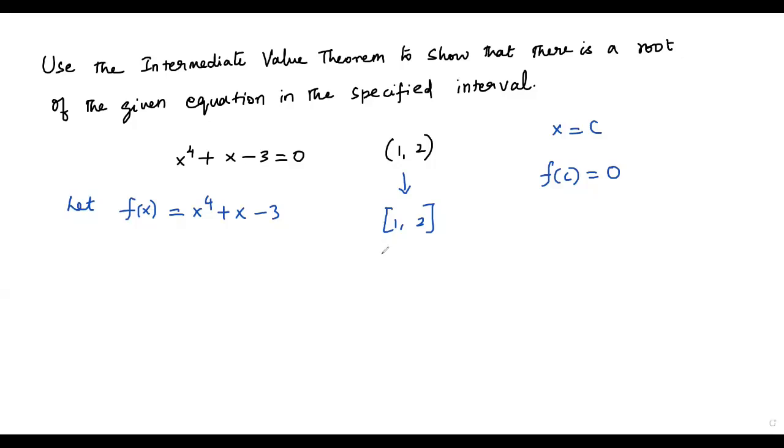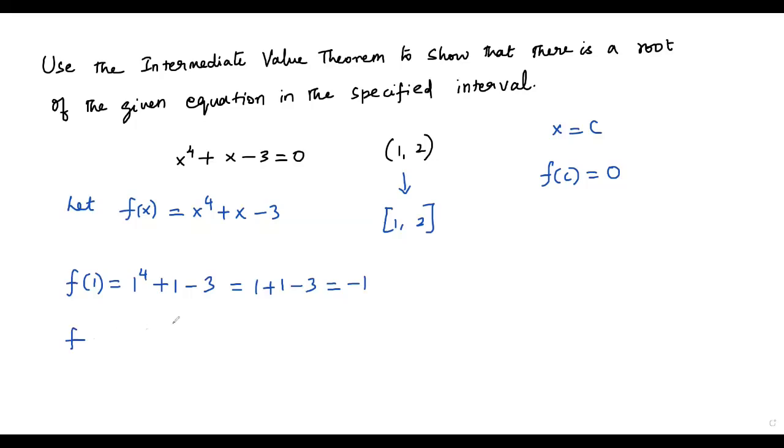Now, for the second condition, I have to find the value of f of x at the boundary values of the closed interval. That means I have to find the value of f of x at x equals 1 and x equals 2. First, let me get the value of f of 1. I plug in x equals 1, the left boundary value, into the function. Then I get 1 to the fourth power plus 1 minus 3. So 1 to the fourth power is just 1, plus 1 minus 3. 1 plus 1 is 2, and 2 minus 3 becomes negative 1.